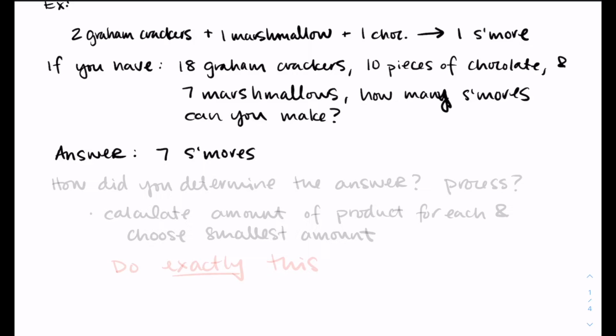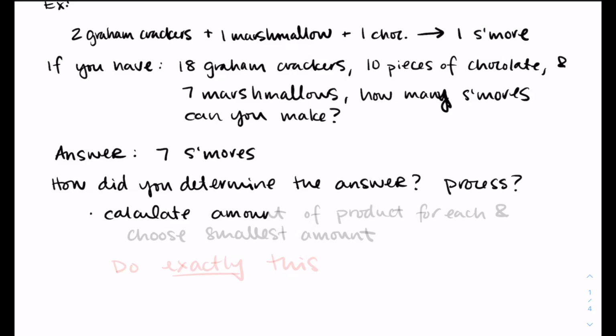If you have 18 graham crackers, 10 pieces of chocolate, and 7 marshmallows, how many s'mores can you make? I know you can probably see the answer. I want you to pause the video, figure out how many s'mores you can make, and then come back so we can talk about the process. Okay, whether or not you paused, welcome back. So the answer is that with this amount of each thing, the most you can make is 7 s'mores.